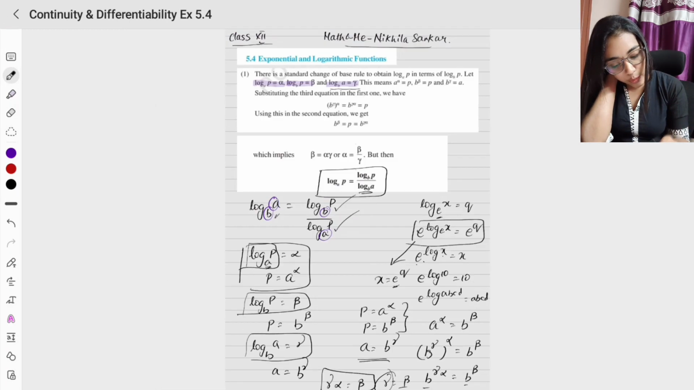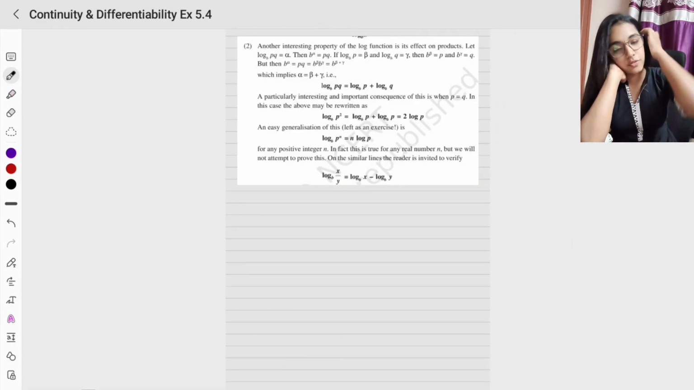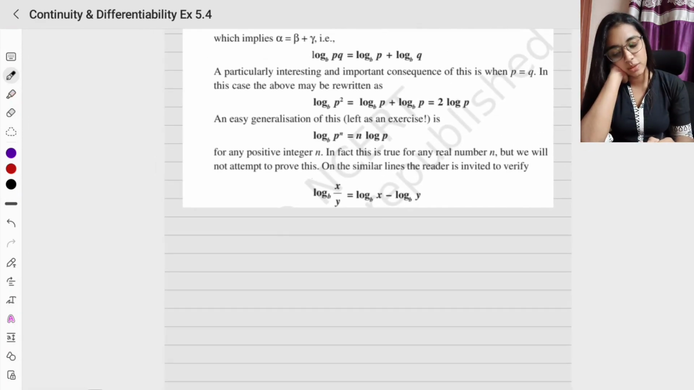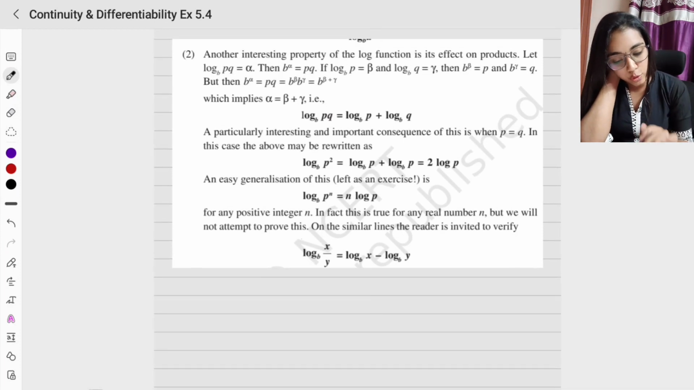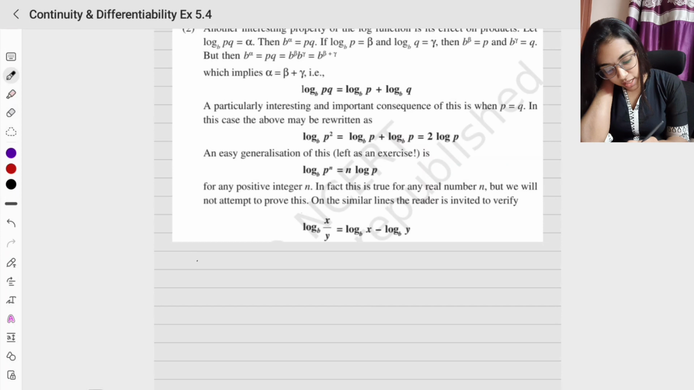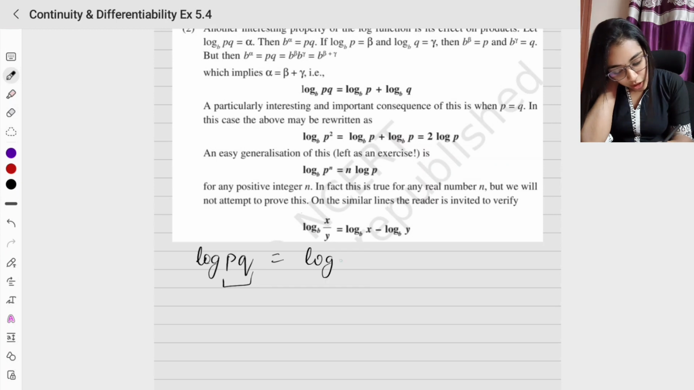You need to understand the proof very, very clearly. Now moving on to the next formula. This you have already learnt in your basic classes, but again, I'll let you know what is given here. I'm not going to prove this. You have the proof right here. When you have log p q, if you have a product p times q, you can split the log as log p plus log q.